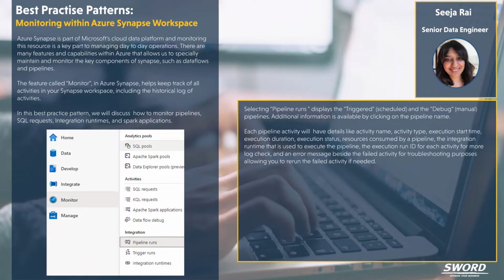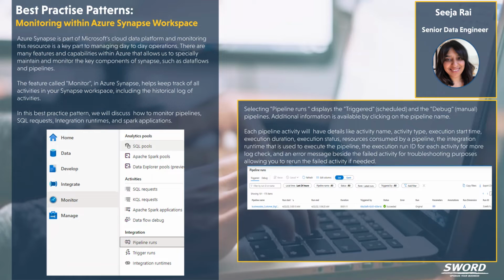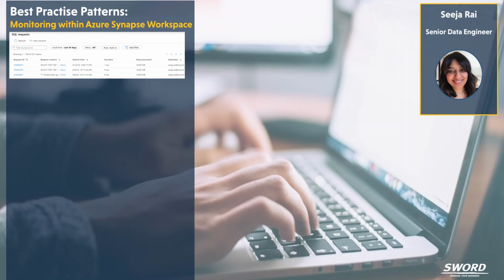Each pipeline activity will have details like activity name, activity type, execution start time, execution duration, execution status, resources consumed by a pipeline, the integration runtime that is used to execute the pipeline, the execution run ID for each activity for a more log check, and an error message beside the failed activity for troubleshooting purposes, allowing you to rerun the failed activity if needed.